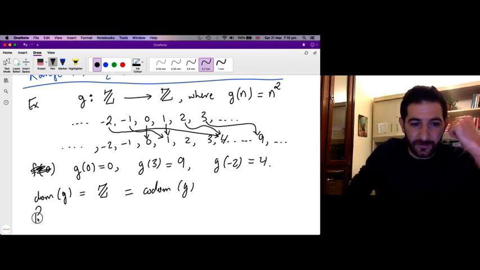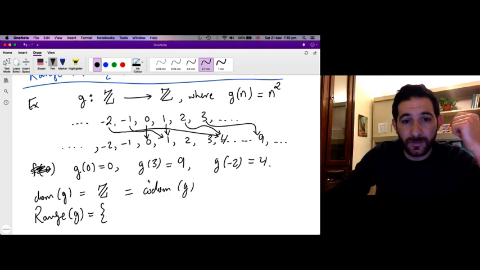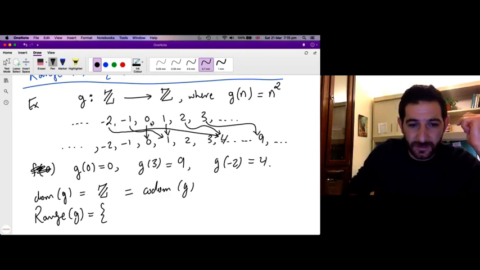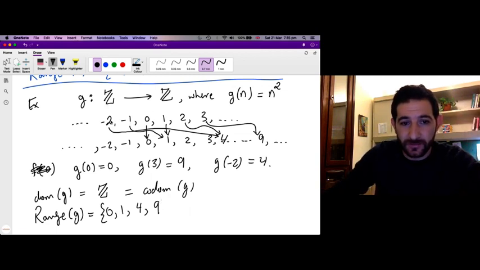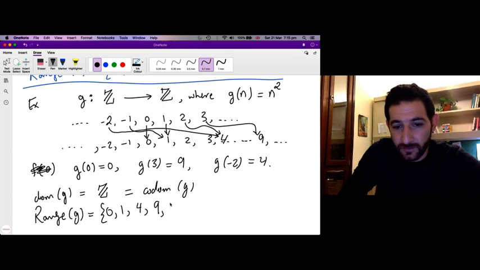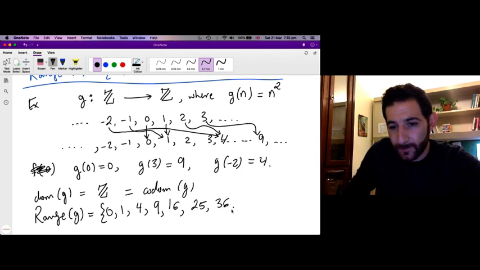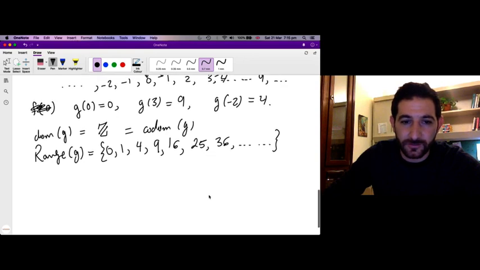Now what's the range of g? The range of g is the set of all images of the elements of the domain. So the image of 0 is 0, the image of 1 is 1, the image of 2 is 4, the image of 3 is 9. Now the image of negative 1 is 1, it's already listed. The image of negative 2 is 4, the image of negative 3 is 9, and so on. You see that the range is the set of all perfect squares. So the image of 4 is 16, the image of 5 is 25, and the image of 6 is 36, and so on. Okay, so this is the range of this function g.